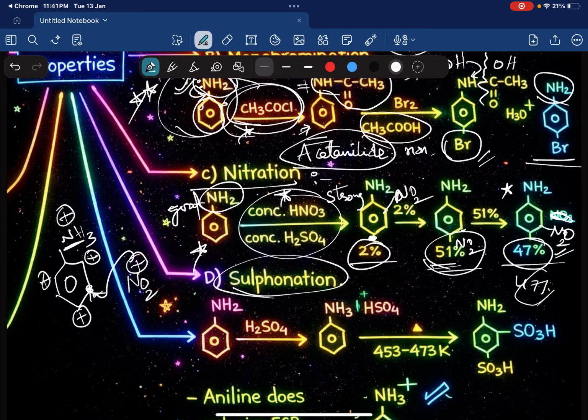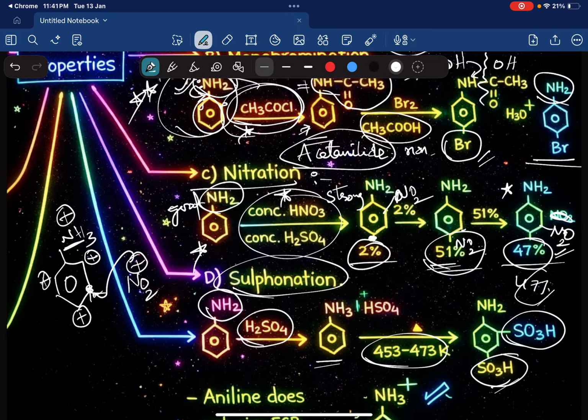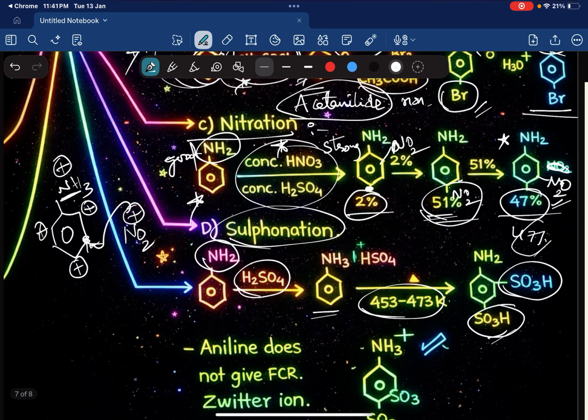Coming to sulfonation, this is a base and this is an acid, so we get an adduct product or salt formation. Further heating gives aminobenzene sulfonic acid.